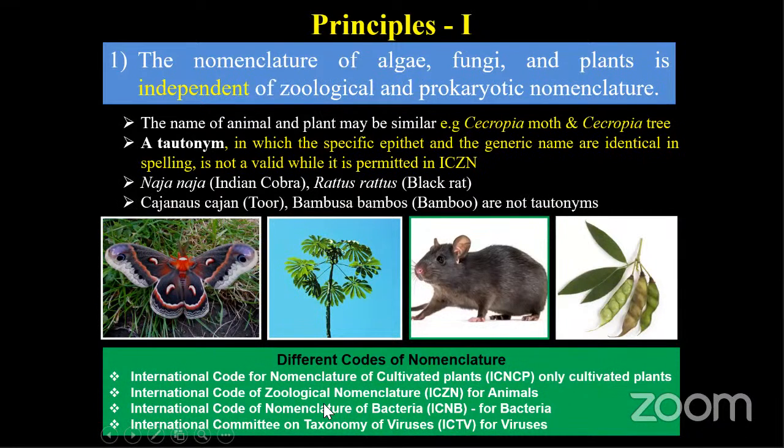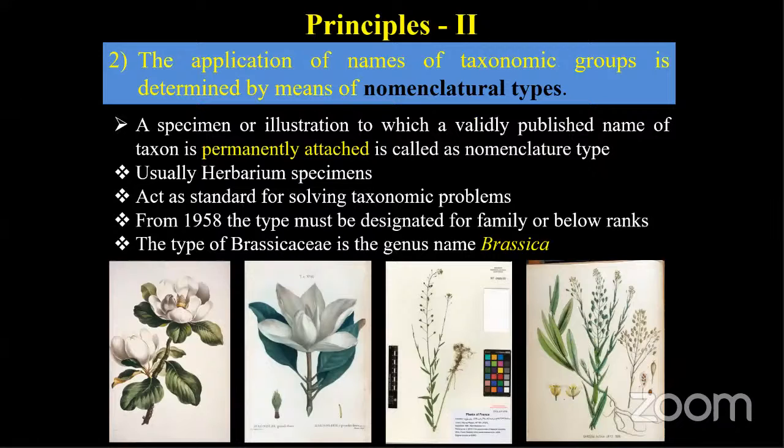Then the International Code of Zoological Nomenclature for the animals, and the International Code of Nomenclature of Bacteria. Bacteria have their own different code. The International Committee on Taxonomy of Viruses, ICTV, is for the viruses. So these are the different codes. And here, in this case, we are mainly focusing on the rules regarding the nomenclature for algae, fungi, and plants only. So it is totally independent of the zoological and prokaryote nomenclature.